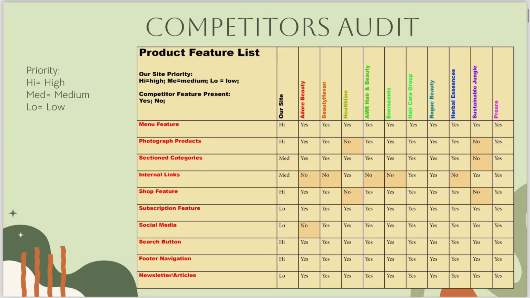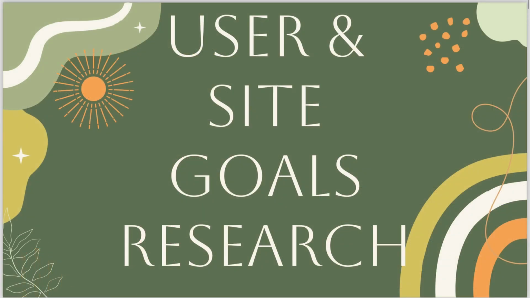Moving forward, I conducted a competitor's audit to identify key features for my own website. In this, I gathered that I would be prioritizing a menu navigation, a shop feature, categorized sections, and internal links, which is essential for staying competitive in the market. Now moving on to user and site goals research.